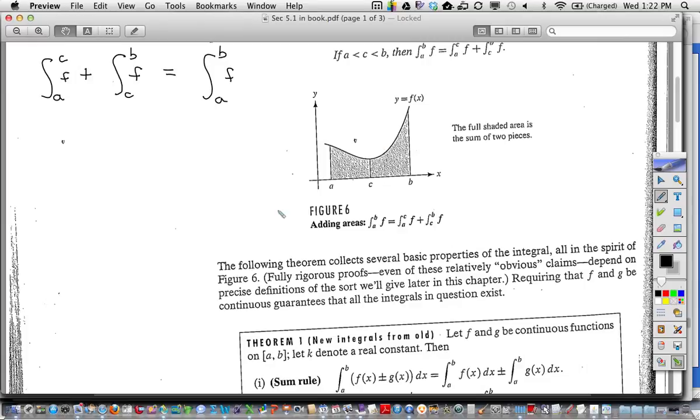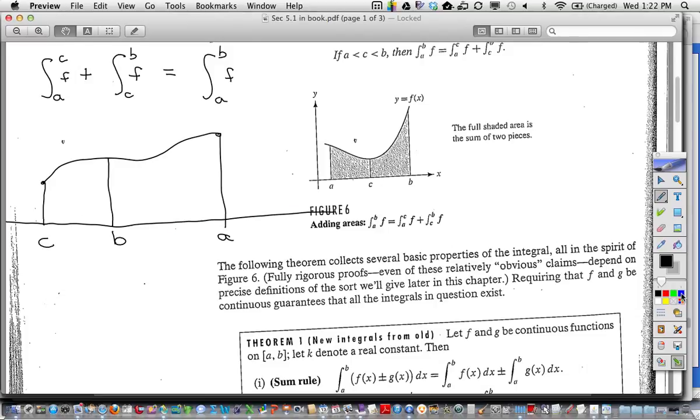But what if, and this is where you got to think about what we've just been talking about, what if you had a picture where the c was not in between them? Would this equation here still work? Okay? What if you had a picture that went like this? Here was C, here was B, and here was A.